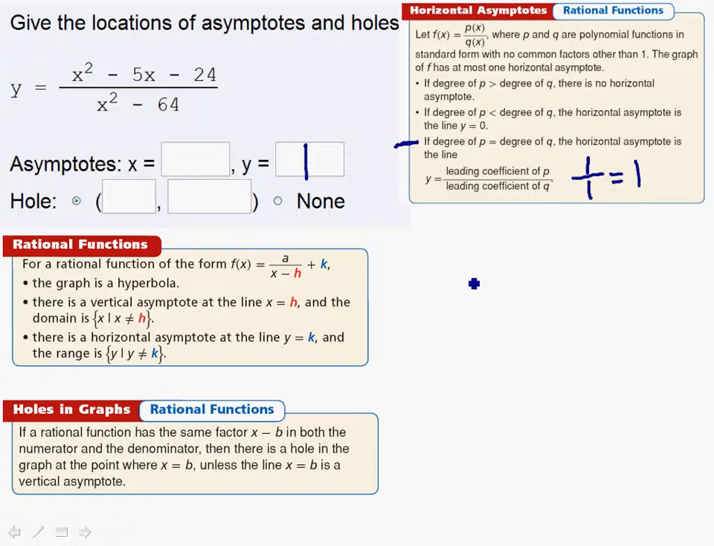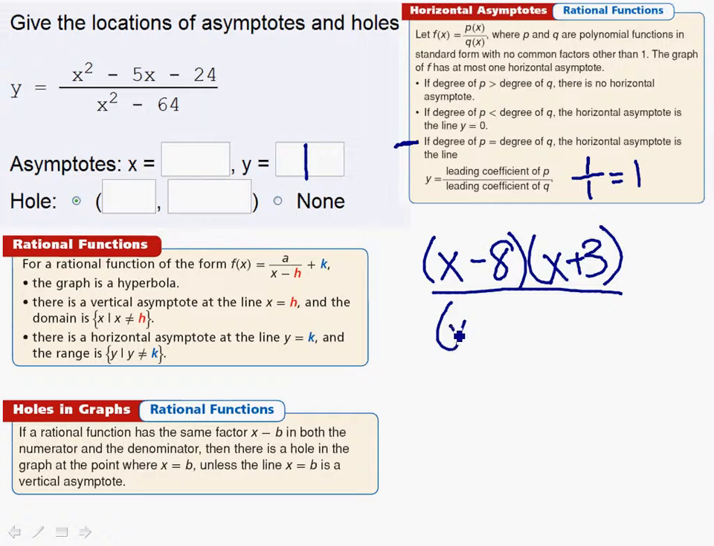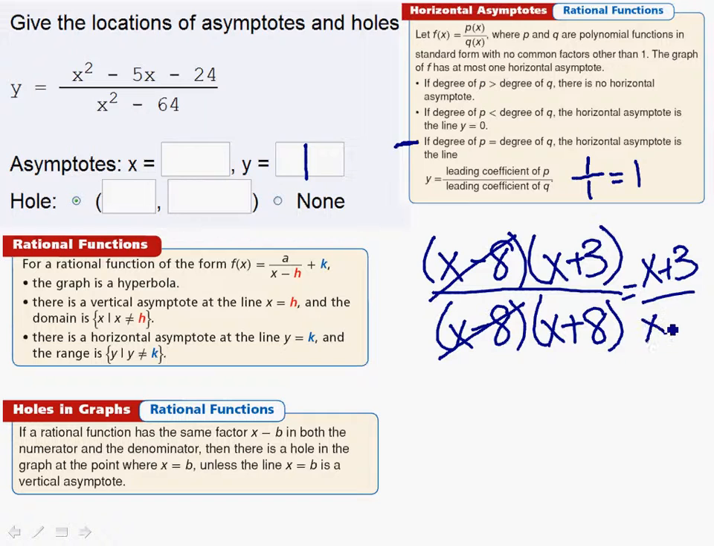To identify our hole, we are going to factor the top and the bottom. To factor the top, we have x minus 8 and x plus 3. On the bottom, we have the difference of two squares, so that's x minus 8 and x plus 8. To simplify this expression, we can cancel out the x minus 8 over x minus 8, and that leaves us with x plus 3 over x plus 8.